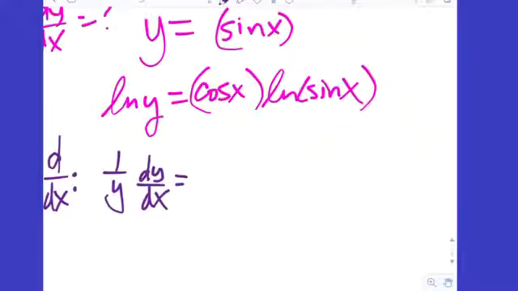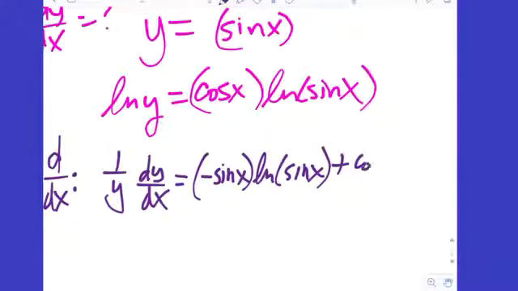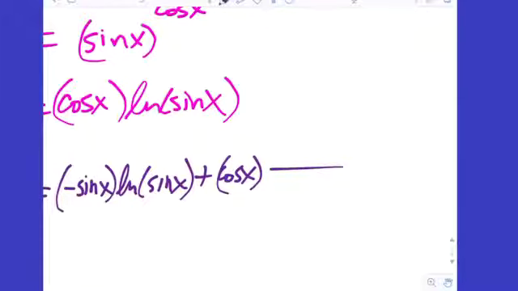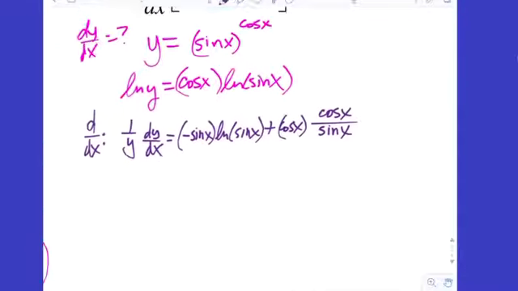Product rule. What's the derivative of cosine? Negative sine. Good. And then the other one we just rewrite: natural log of sine of x, plus cosine of x goes along for the ride, times the derivative of the natural log of sine. The derivative of natural log of sine is 1 over sine times the derivative of sine, which is cosine. So either off to the side or in the numerator.